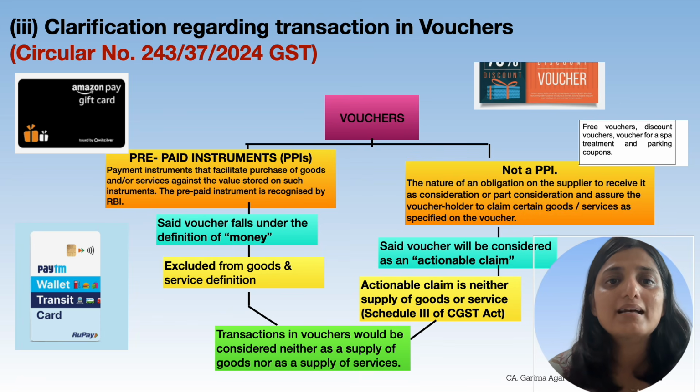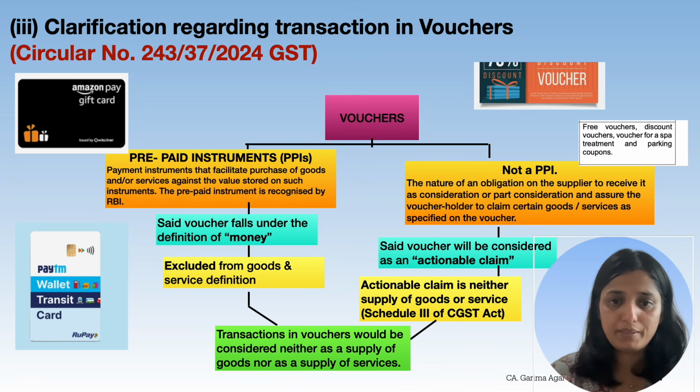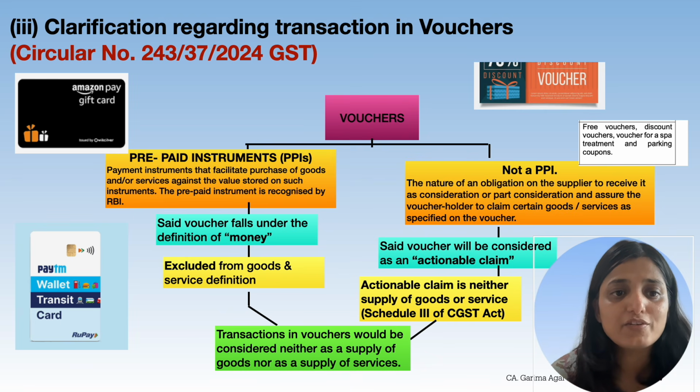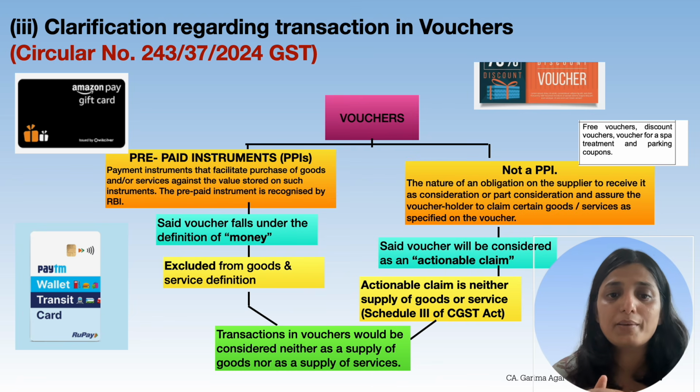So now let's discuss what are different types of voucher. First is a prepaid instrument, or you can call it a PPI, and the second is not a PPI. So PPI is basically a payment instrument that facilitates purchase of goods and or services against the value stored in such instruments, and these prepaid instruments are recognized by the RBI. So where this prepaid instrument is recognized by the RBI, it falls under the definition of money.